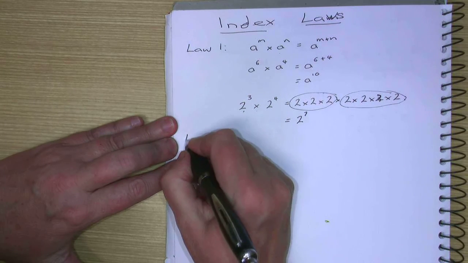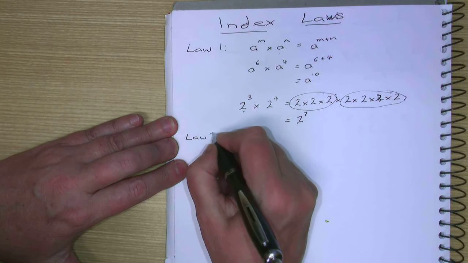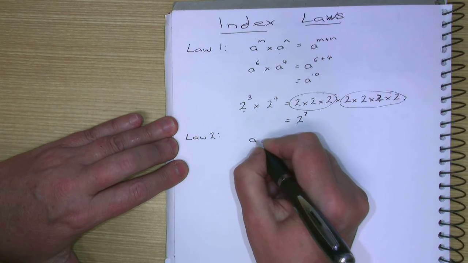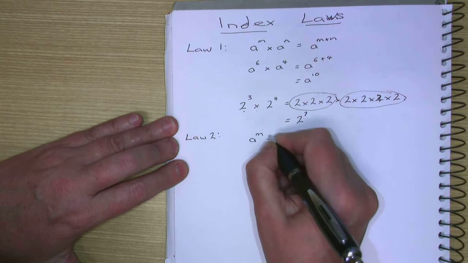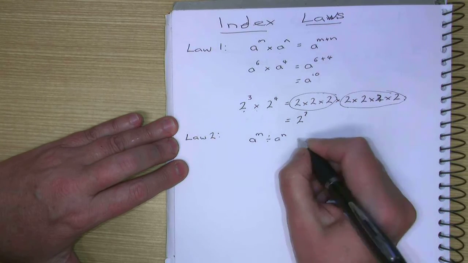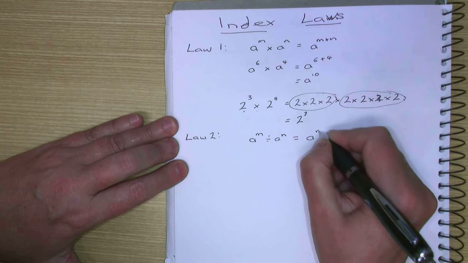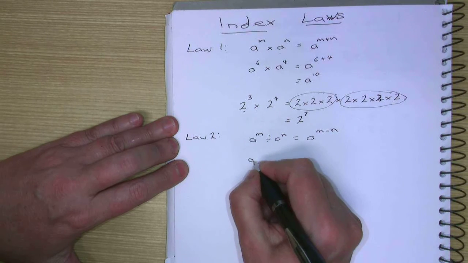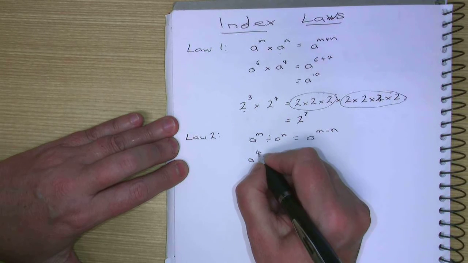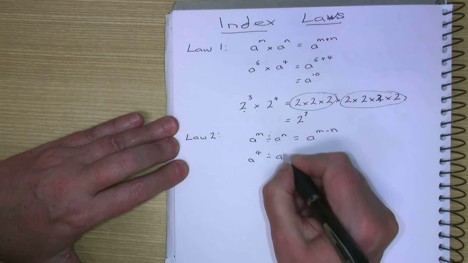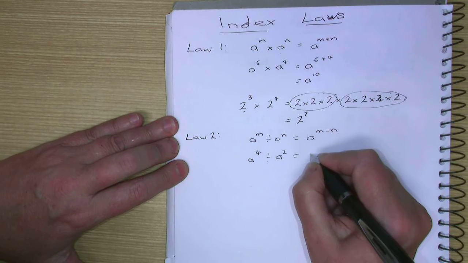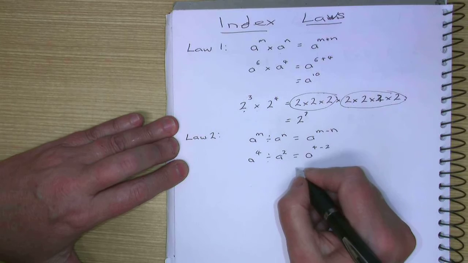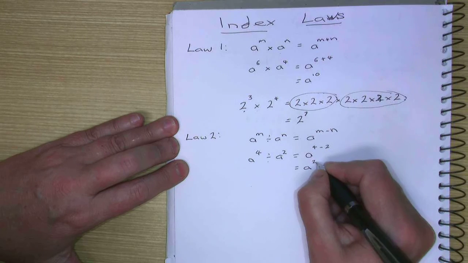Law 2 is similar. Law 2 is the equivalent division law. A to the power of m divided by a to the power of n equals a to the m minus n. So in this one, if I had a to the 4 divided by a to the 2, that would be a to the 4 minus 2. That's our law. So that would be a squared.